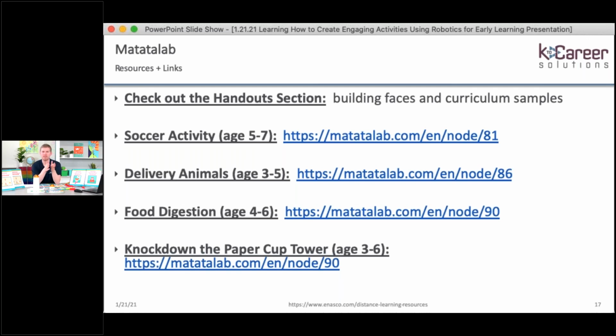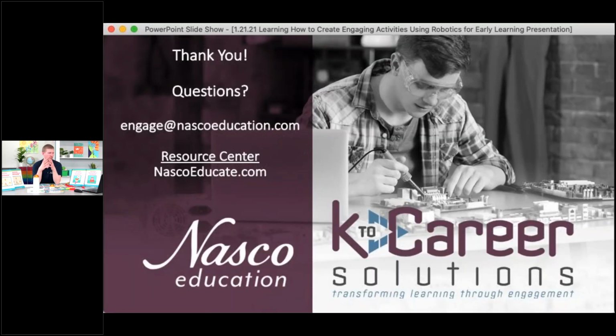I did have the building phases and the curriculum samples. I will be giving some samples of this curriculum just to kind of give you an idea of what that looks like as well for Matatalab, but I just wanted to make sure that you have some additional resources from this workshop. The last slide, I think, is the last one for questions, comments, feedback.